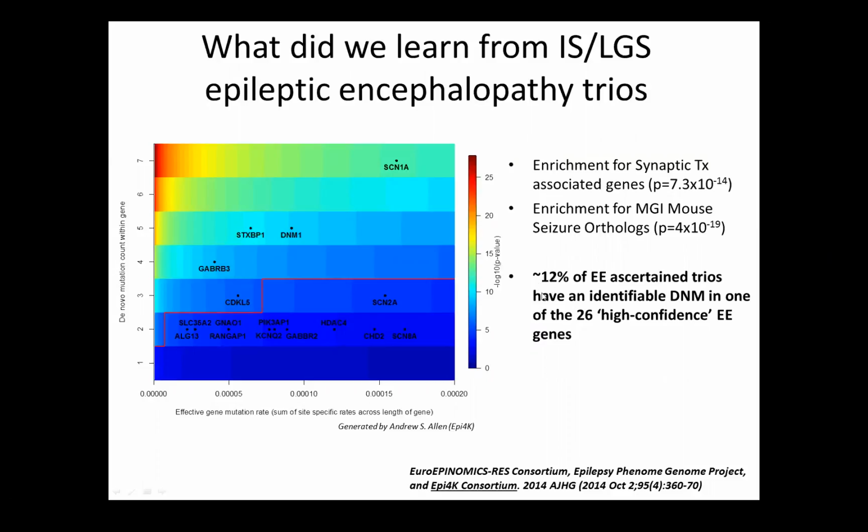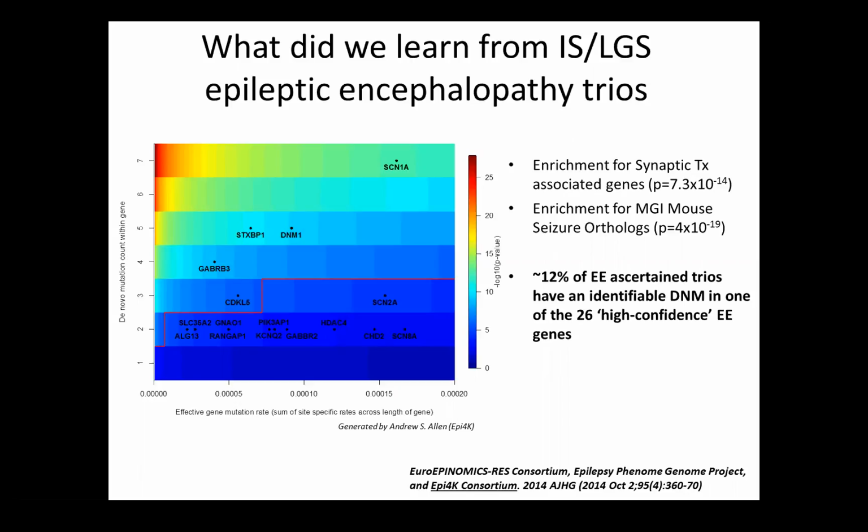Some of the other interesting things that came out of this were these gene set enrichments, which were discussed within the autism and schizophrenia collections as well. So there was clear enrichment for de novo mutations happening in synaptic transmission-associated genes, genes known to cause seizures when aberrated in mouse models, and also FMRP-associated genes. And based on the 2014 paper at that time, we estimated that about 12% of the trios had an identifiable de novo mutation in one of, at the time, 26 high-confidence EE genes.